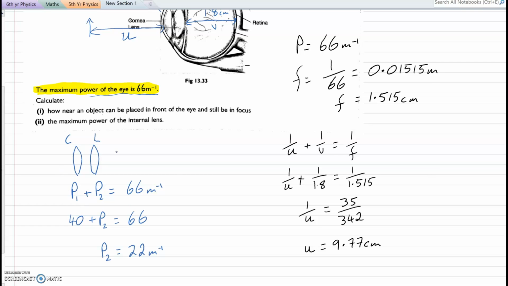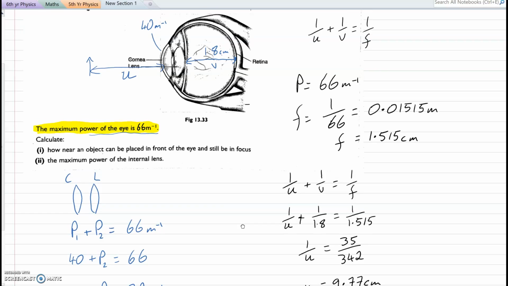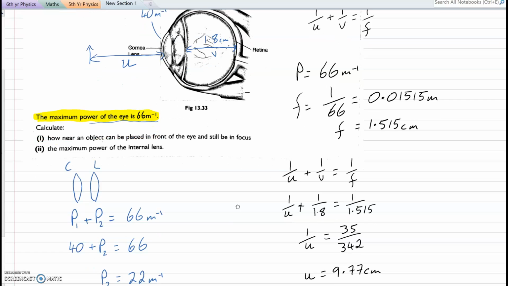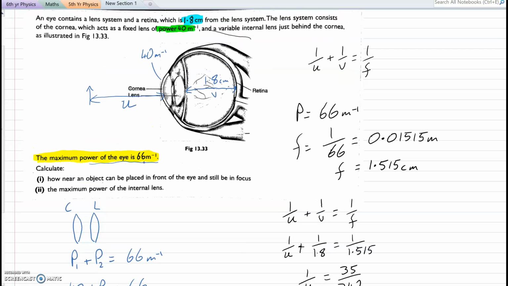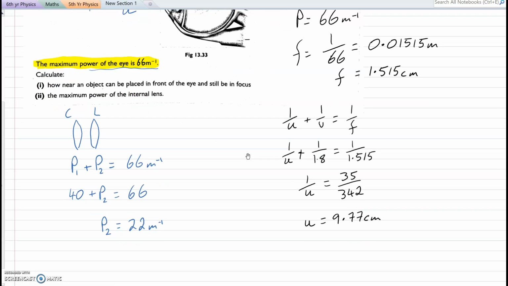This catches so many people, okay, because of the way that the questions are phrased: the maximum power of the internal lens. Well, you're told the maximum power of the eye is here, so that has to be the power of the cornea and the lens put together. And they will always give you one of those, or you'll have had to work it out from one of the parts up here. That's it.